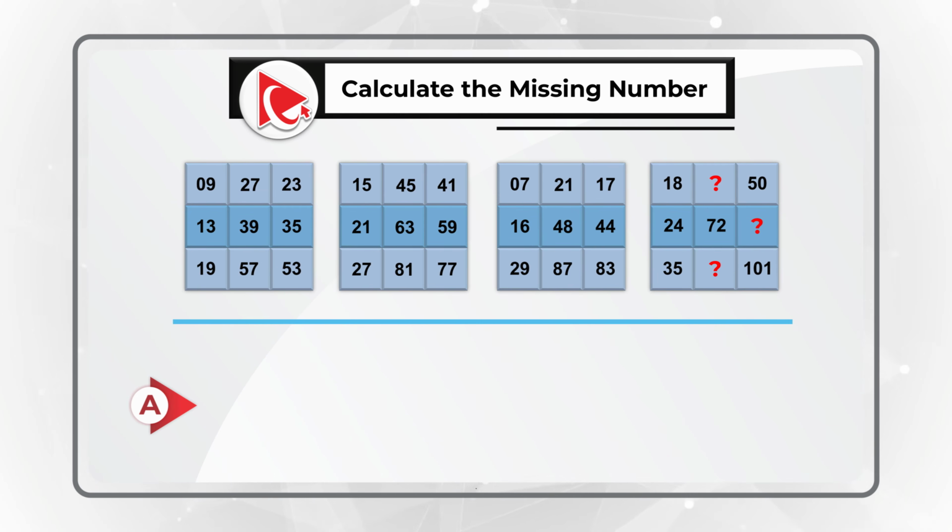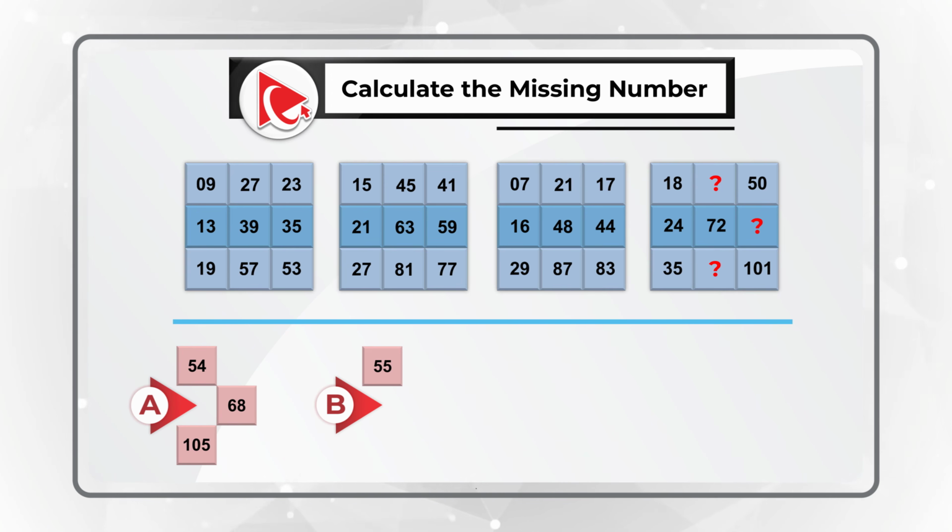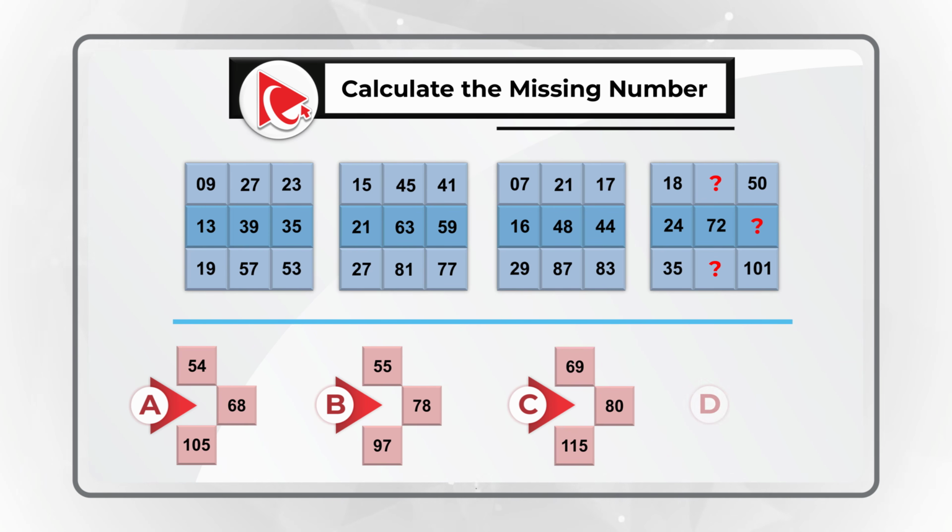Choice A, missing numbers might be 54, 68, and 105. Choice B, missing numbers might be 55, 78, and 97. Choice C is represented by the numbers 69, 80, and 115. And then choice D is 74, 88, and 125.